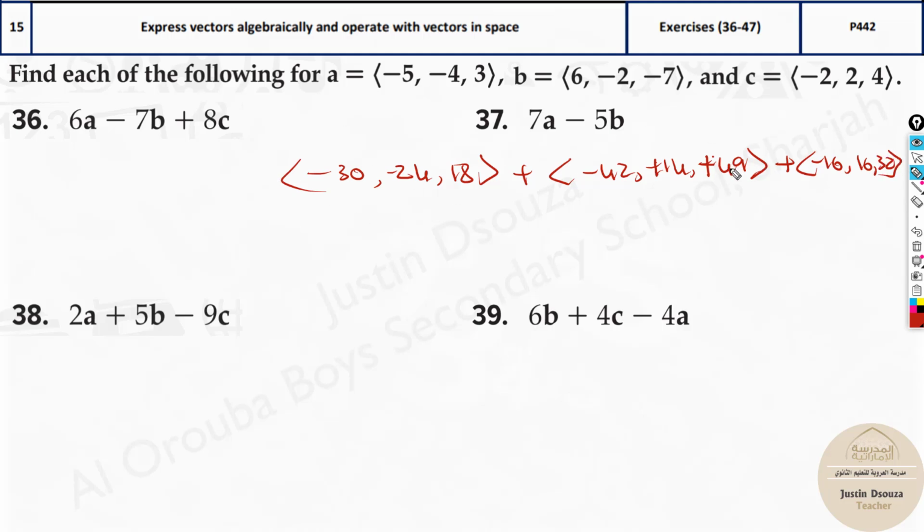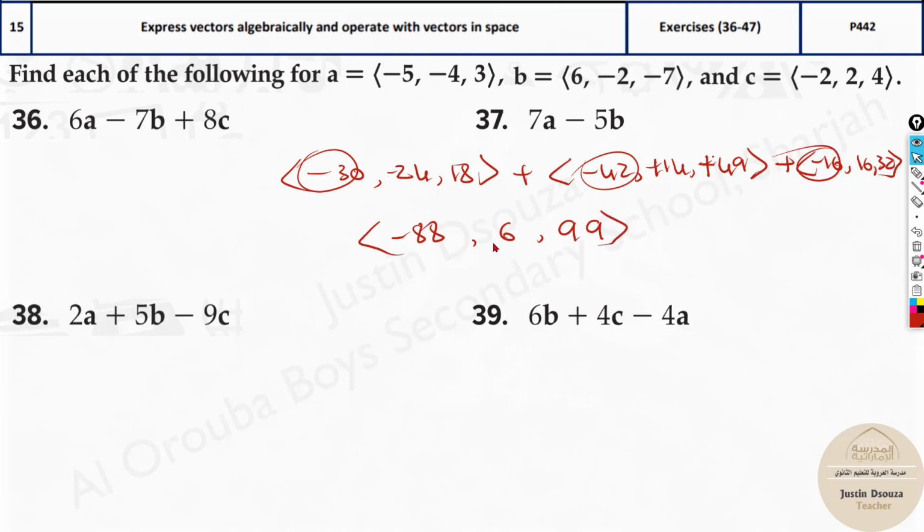But this is not the simplified one. Then you need to add all the x terms, y terms and z terms. Here you will have 30, 72, 82, 88. Minus 88 is the first component. Same thing you need to do for the others. Over here we have 20, 30. It will be positive 6. And lastly we have 49 plus 32. That is 81, 91, 99. So that is the answer for the first one.